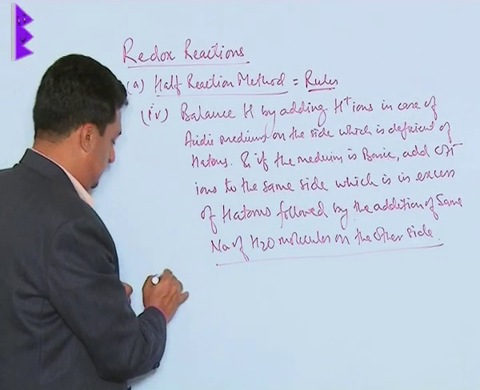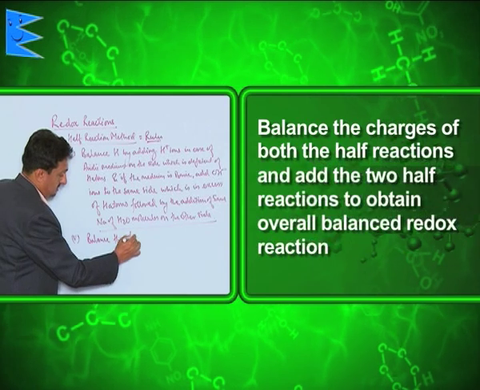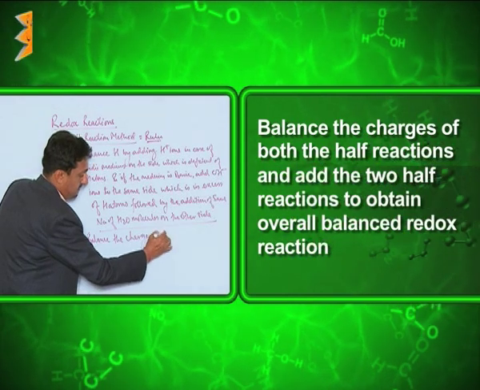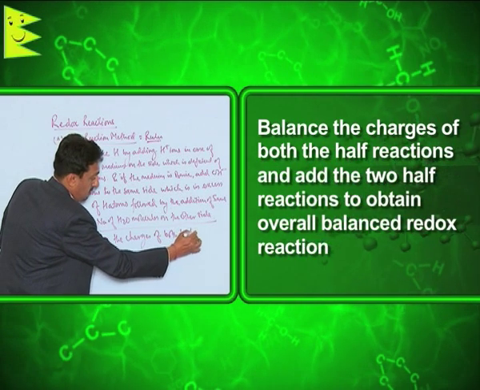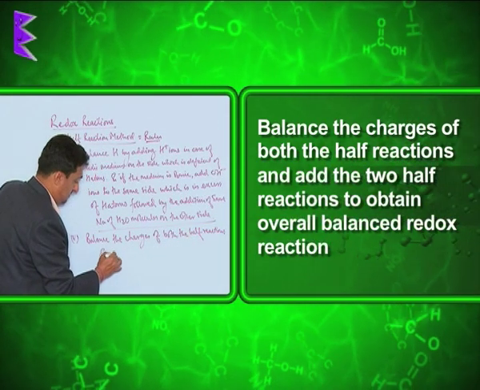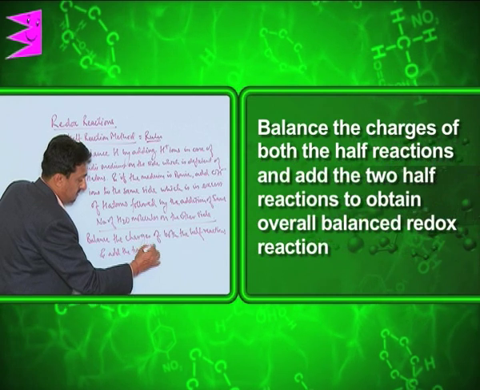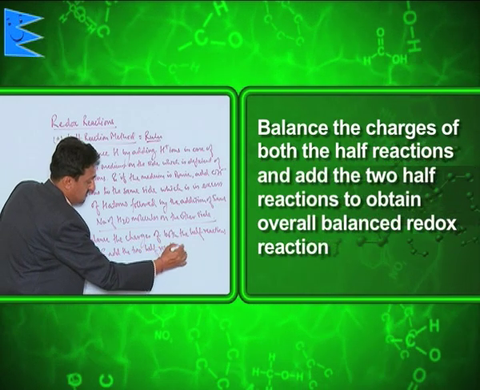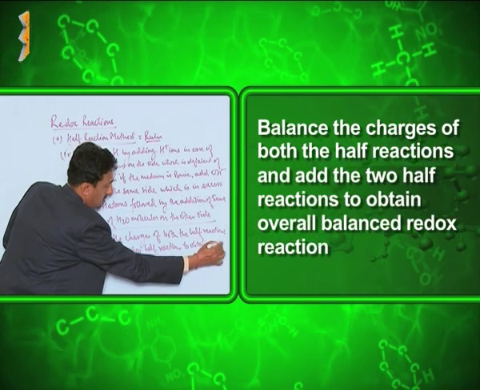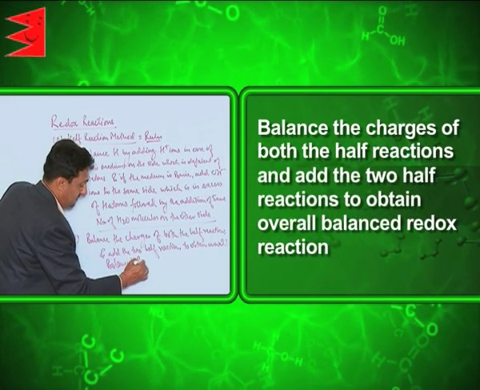After balancing hydrogen, balance the charges of both the half reactions and add the two half reactions to obtain the overall balanced redox reaction.